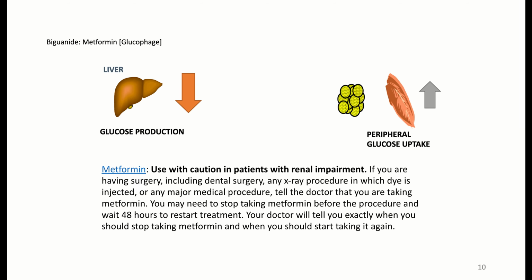Biguanide, the example would be metformin or Glucophage. The mode of action is to decrease glucose production in the liver and to increase peripheral glucose uptake. Nursing consideration is use with caution in patients with renal impairment. So you need to instruct your patient this way.